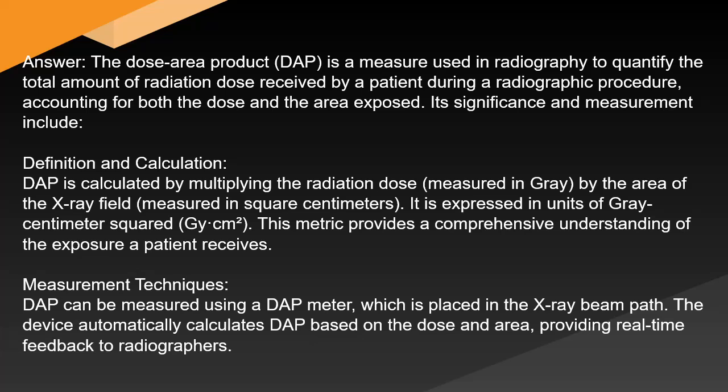Its significance and measurement include definition and calculation. DAP is calculated by multiplying the radiation dose, measured in gray, by the area of the X-ray field, measured in square centimeters. It is expressed in units of gray centimeter squared (Gy·cm²). This metric provides a comprehensive understanding of the exposure a patient receives.